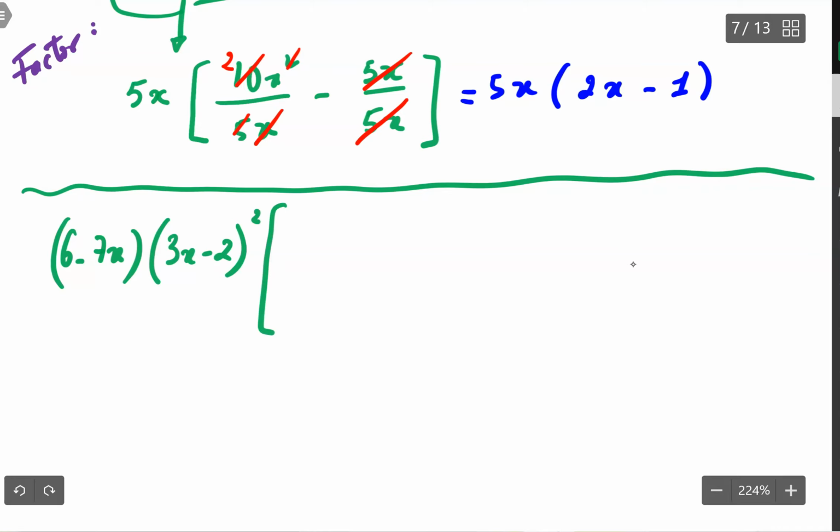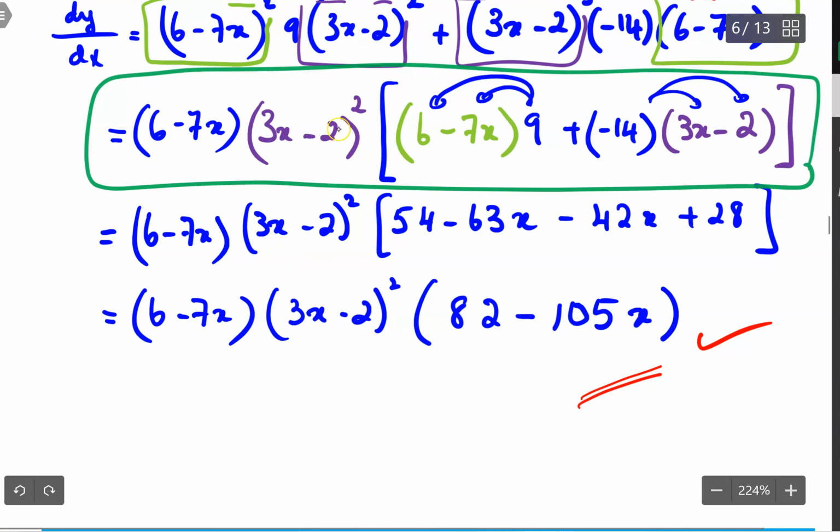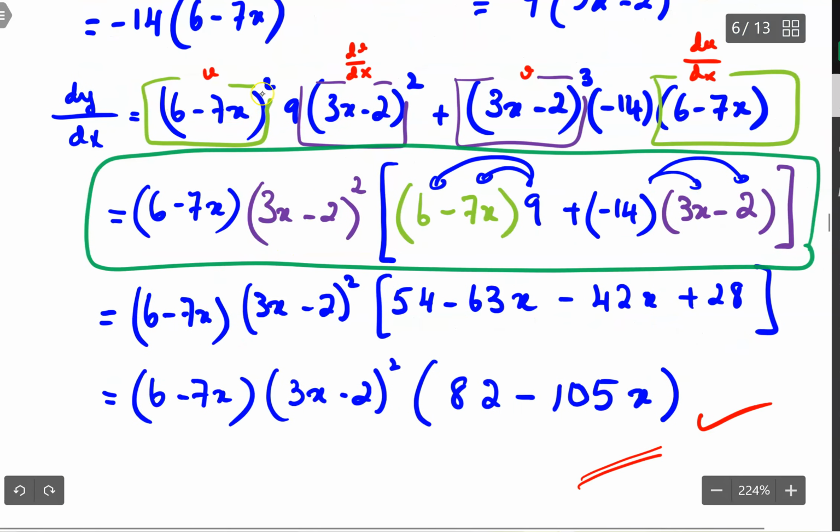because I was telling everyone that between these two, okay, you have 6 minus 7x squared, then you have 6 minus 7x to the exponent 1. You always take out of the bracket the binomial with the lower exponent. So the lower exponent, this one, in this case 1. And you have 3x minus 2, all of it square. You have 3x minus 2, all of it to exponent 3.